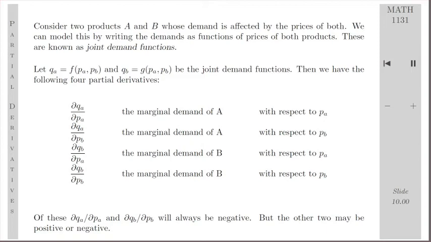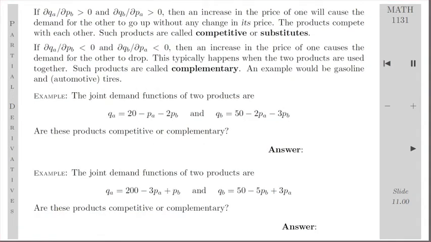So we can differentiate each of these functions with respect to either of the two prices, giving us four combinations. Derivative of QA with respect to PA, and derivative of QA with respect to PB, and derivative of QB with respect to PA, derivative of QB with respect to PB. Of course, this derivative of QA with respect to PA must be negative, because if the price of A increases and nothing else changes, the demand for A should fall. Same way, this partial derivative, dQB by dPB, should be negative. But what about the other two? Is it possible that they are both positive?